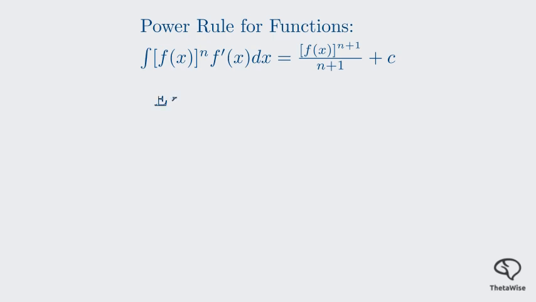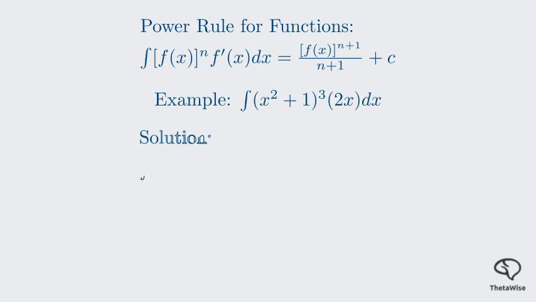For example, consider the integral of x squared plus 1 to the power of 3 times 2x. Here, if we let our function f of x be x squared plus 1, its derivative f prime of x is exactly 2x. So this integral fits the pattern perfectly. We can solve it by taking our function f of x, which is x squared plus 1, increasing its power by 1 from 3 to 4, and dividing by that new power. The answer is x squared plus 1 to the power of 4, all divided by 4 plus c.